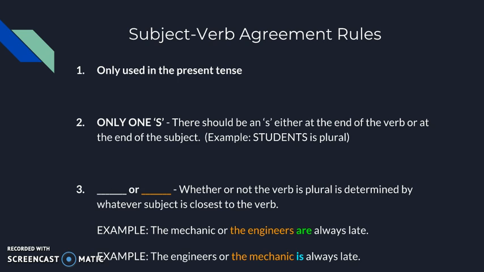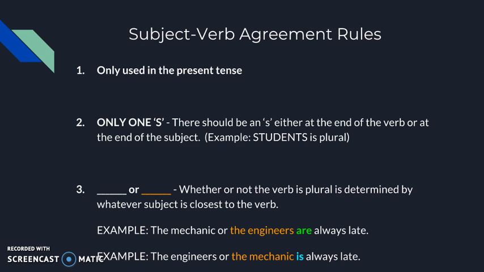We're now going to go over the subject-verb agreement rules. The first rule is stated multiple times with the verb "was" being an exception. Subject-verb agreement applies only to the present tense. The second rule is the one-S rule, as there can only be a maximum of one S at the end of either the subject or the verb in a sentence. Students is a plural subject that would use a verb that does not have an S at the end of it. Student is a singular subject that would use a verb that does have an S at the end of it.